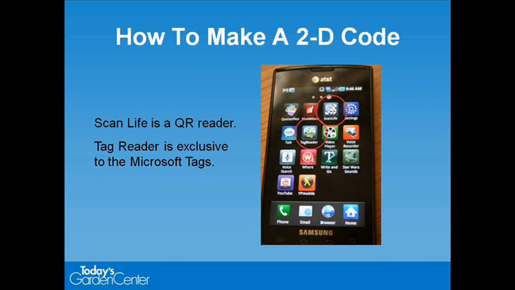The customer downloads a free reader app onto their smartphone and scans the code, which sends them to a website, downloads contact information, or sends them a text. So how do you create one? We'll show you a couple of different ways, depending on which type of 2D code you want to use. All sites shown here are free and easy to use.